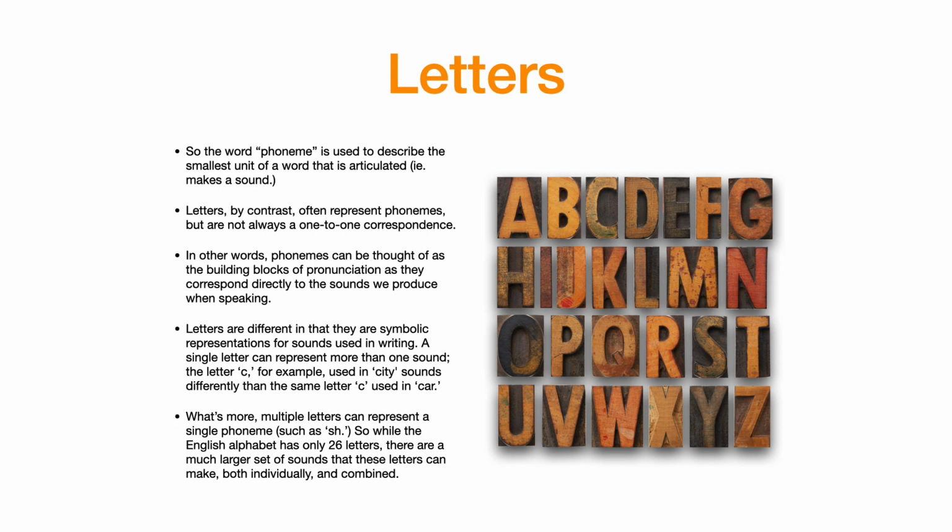A single letter can represent more than one sound. The letter C, for example, used in city sounds differently than the same letter C used in car. What's more, multiple letters can represent a single phoneme, such as sh. So while the English alphabet has only 26 letters, there are a much larger set of sounds that these letters can make, both individually and combined.